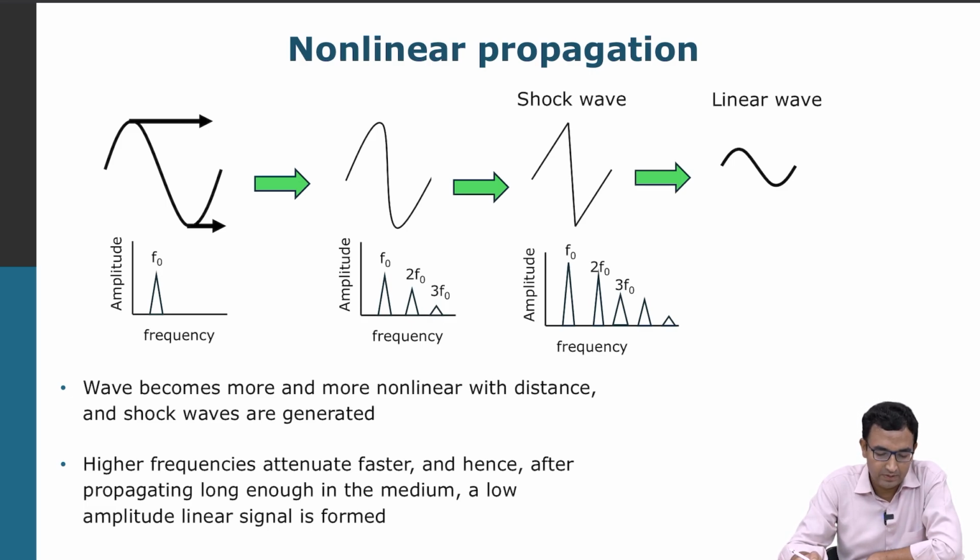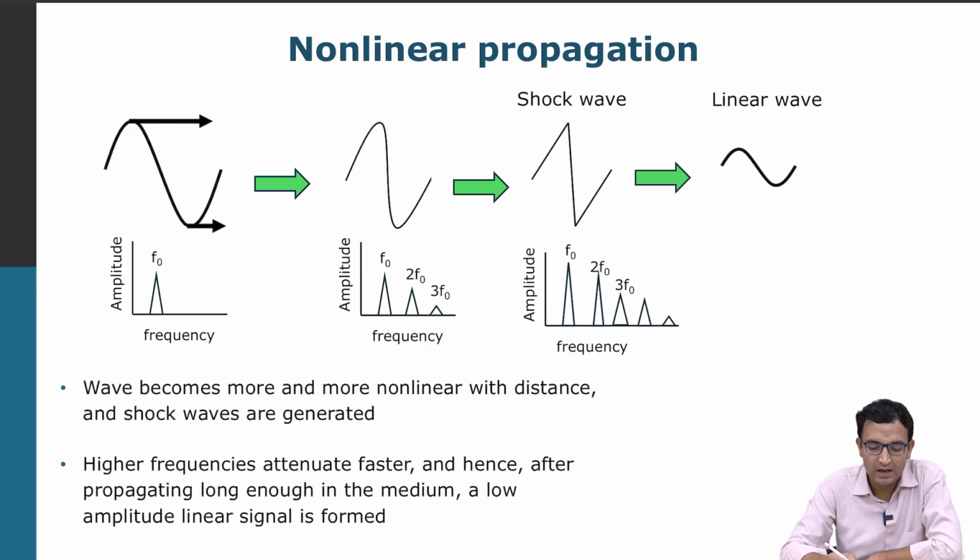Now as the wave starts getting distorted, let's look at the spectrum of the wave. What do you expect to happen? Initially, this is like a short sine burst, right. So it will be centered around a single frequency, f naught. But as the wave starts getting distorted, harmonics are getting added. So here are some harmonics, f naught, 2f naught, 3f naught. When it becomes a shock wave, a large number of harmonics will get added. Theoretically, to get a shock wave, you would need infinite number of harmonics, so that you will be able to create this kind of a shock wave.